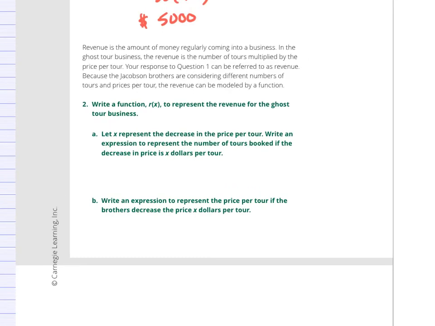All right, so for every dollar they knock off, they're going to get 10 more people. So it's 10 times however many dollars they knock off. If we knock off $1, we'll get 10. If we knock off $2, we'll get 2 times 10, which is 20. If we knock off $5, we get 5 times 10, which is 50, plus the original 100 tours that they already got from earlier.